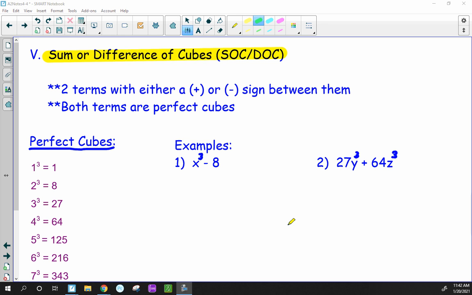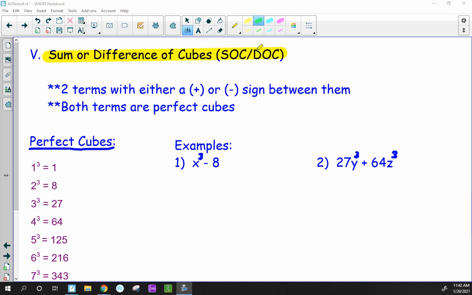Algebra 2. Today we're going to learn another factoring method called sum or difference of cubes. The abbreviation is just the first letter: S for sum of cubes and D for difference of cubes, so SOC and DOC. It's an easy way to refer to it.